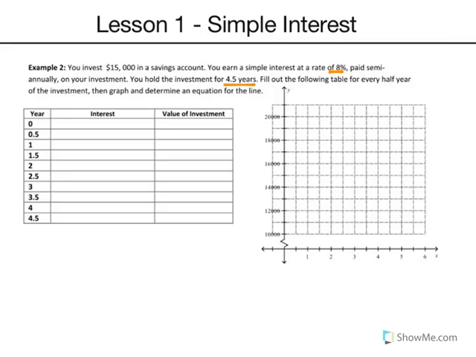So for our first year, we're going to take $15,000, which is our starting point. We're going to times it by the rate, which is 0.08 as a decimal. And then you're going to times it by your term, which for the first one is 0. So your interest would be 0, so you add it to 15,000 and you would start with 15,000.